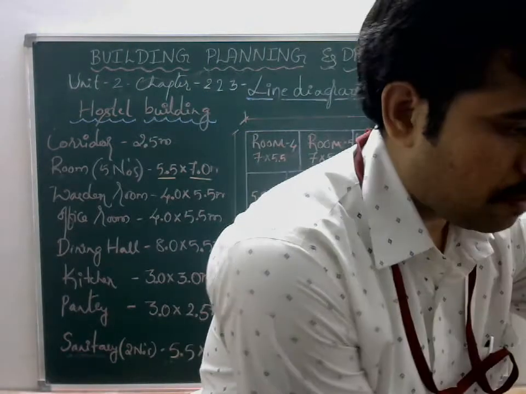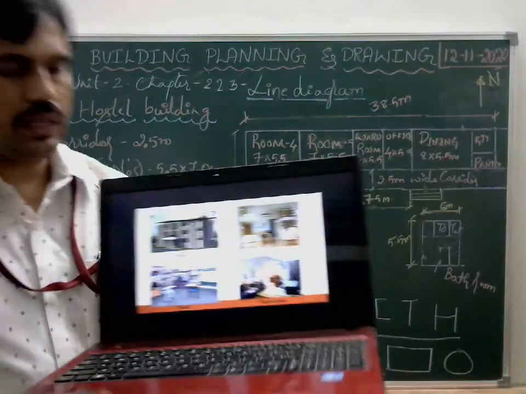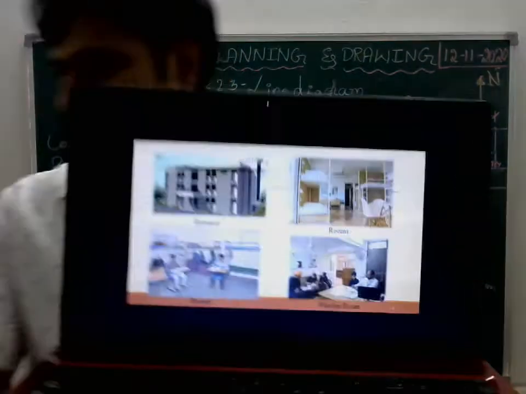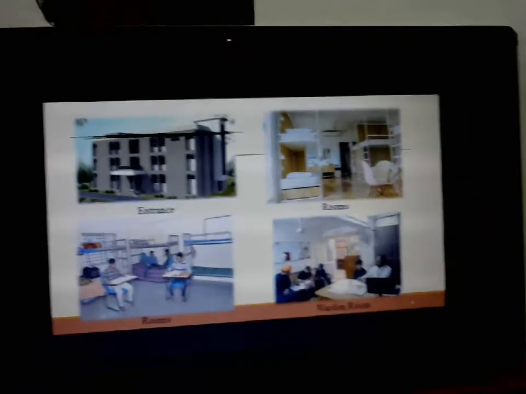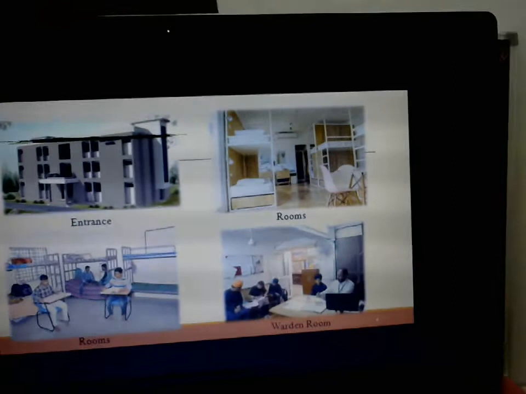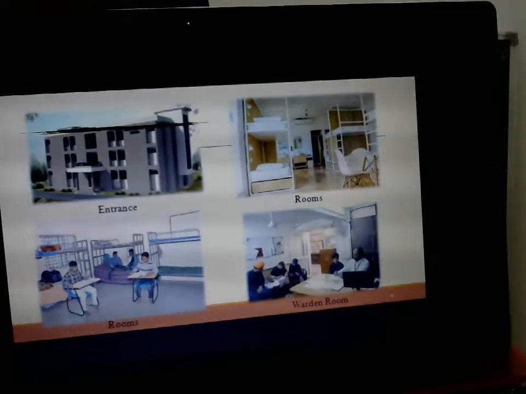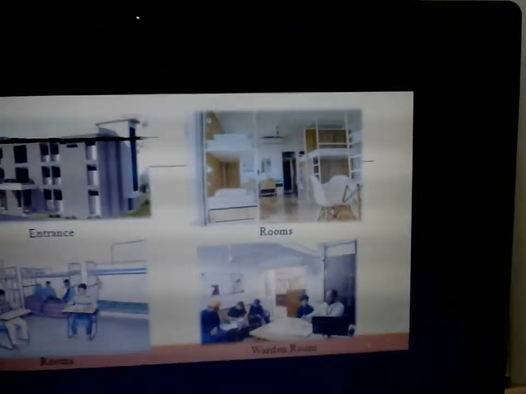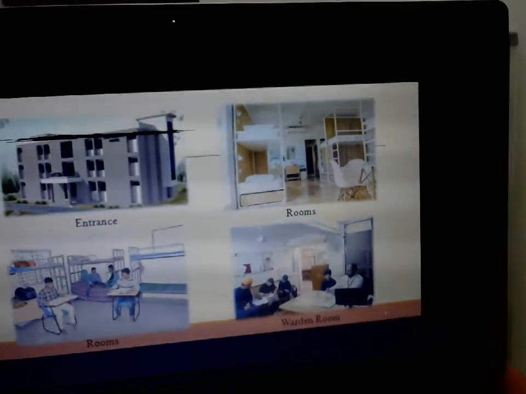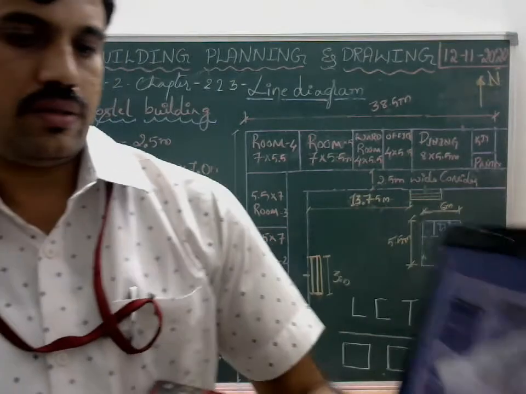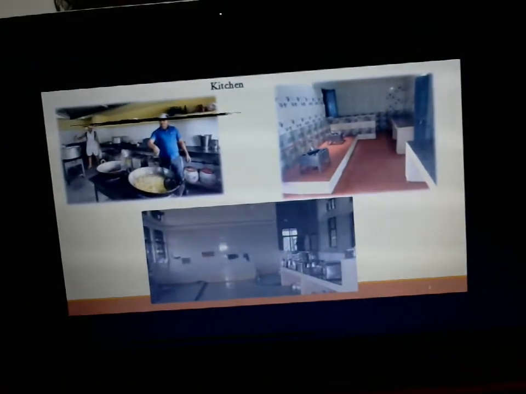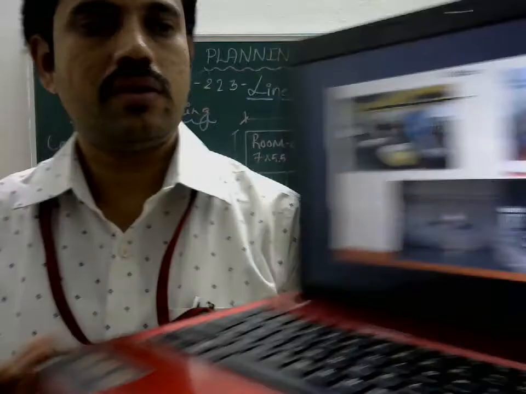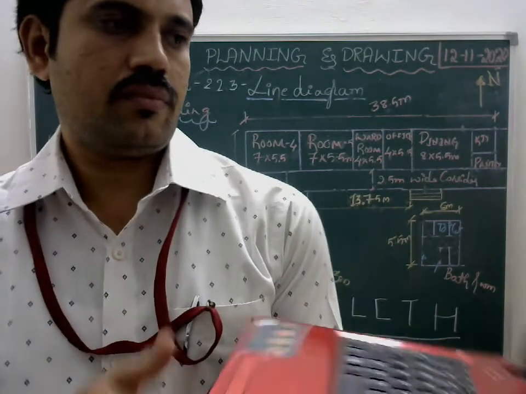So here I have prepared a slide presentation. You can observe the entrance part, and then the second one is a room, and the third one is also a room, and the fourth one is the warden room. And here you can observe the kitchen, and this is the dining hall.